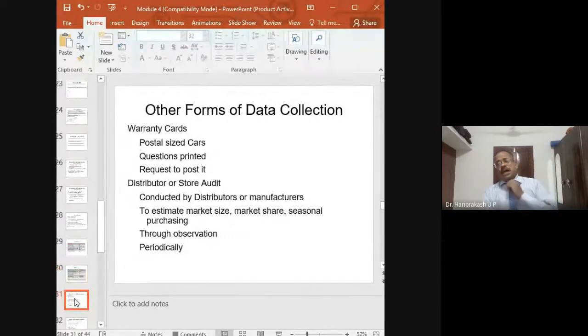Then, what are the other forms of data collection? In what other ways can we collect data? Observation we have discussed, questionnaire we have discussed, experiments. Is there anything else with which we can collect data? Yes, there are other ways, techniques also. There is something called warranty cards.